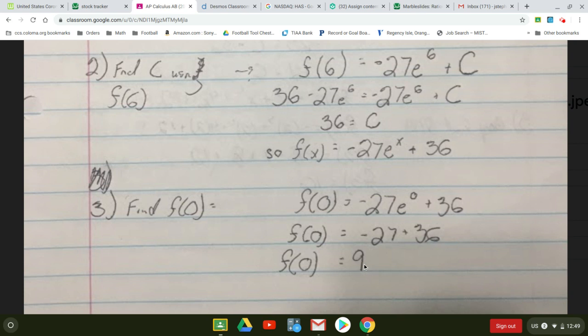All right. And we'll do the next one with more of a polynomial function here after this.